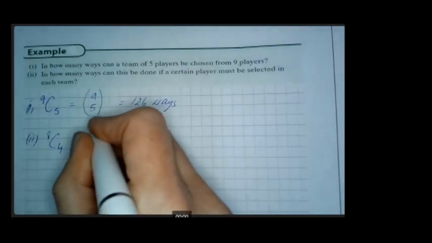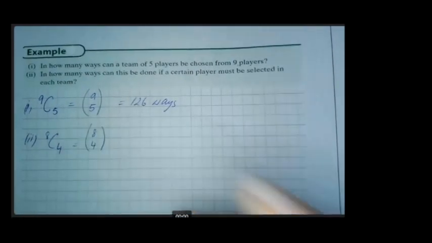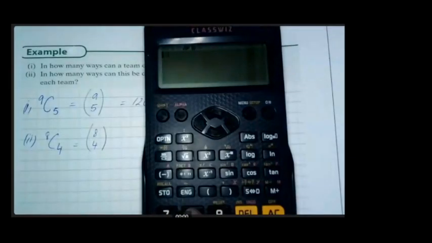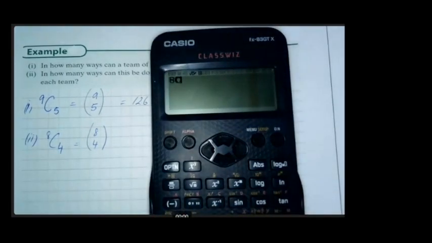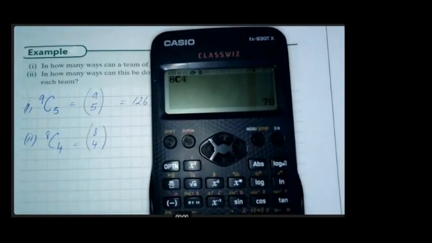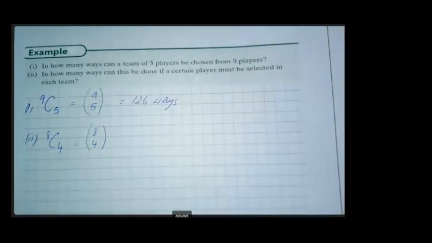8C4. Again, can be written like this. And if I do that on the calculator, I'm going to press 8, Shift and the division button to get that nCr. The C should come up, 4 equals. And the answer is 70.